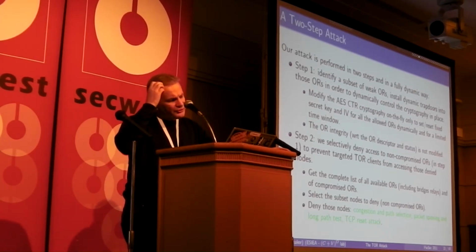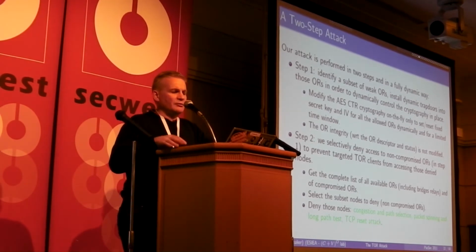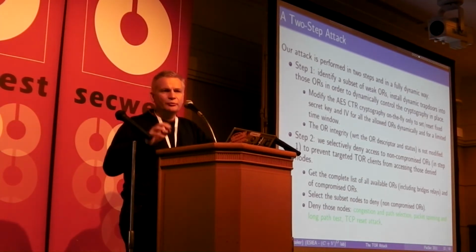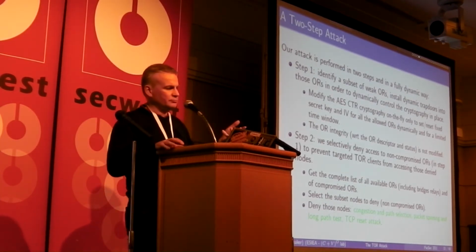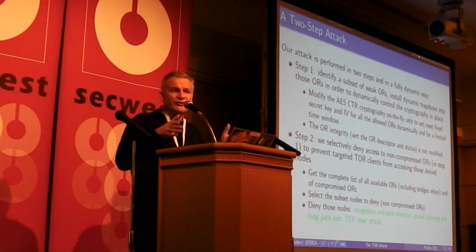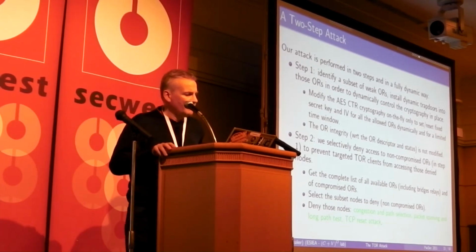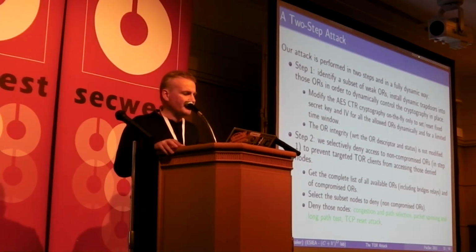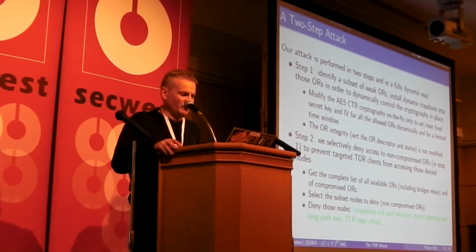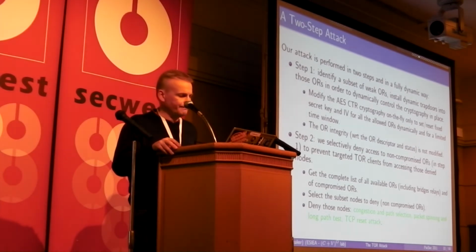So the first step was to identify a subset of weak onion routers, to install a dynamic trapdoor by means of malware, and to modify the cryptography in place. But what is important is that on the hard disk the onion router integrity is not modified, so there is no evidence left by the malware. Then we selectively try to deny, with a high probability, access to the non-compromised onion routers. In fact, we want to make sure that, with high probability, the traffic will go through the compromised node.